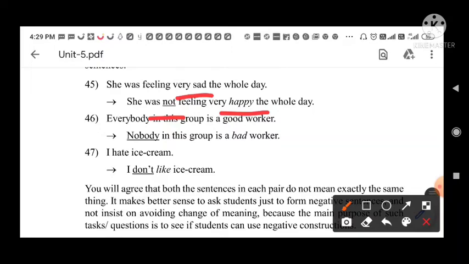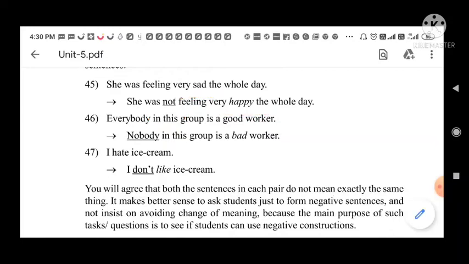Okay. Means she was feeling sad the whole day. So she was not feeling very happy the whole day. Again we feel the same meaning. She was not feeling very happy the whole day, meaning she was feeling sad. It's the same meaning we are using.